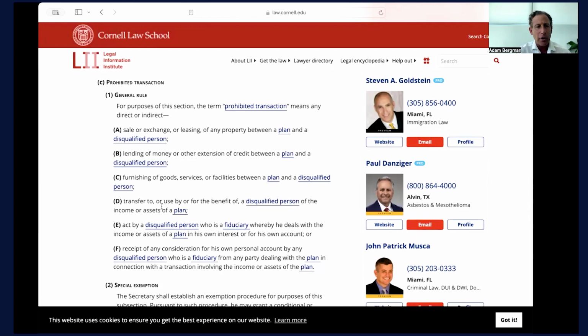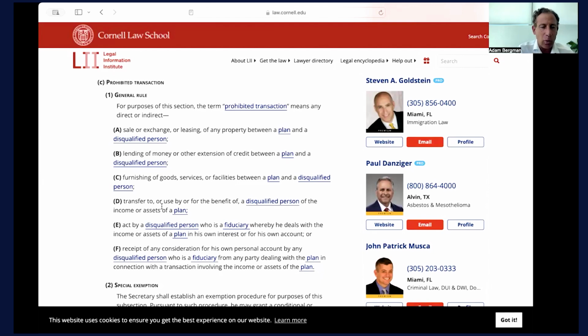So D says the transfer to or use for the benefit of a disqualified person of the income or assets of the plan, right? So this is maybe broader than A, where you have a sale or exchange. Here you can use it indirectly, for the benefit of a disqualified person. So maybe you have a real estate asset in your IRA and you use some of that income to pay your kid as a contractor or a realtor or something like that. So it's more of an indirect benefit.